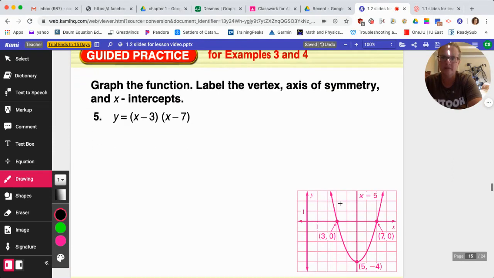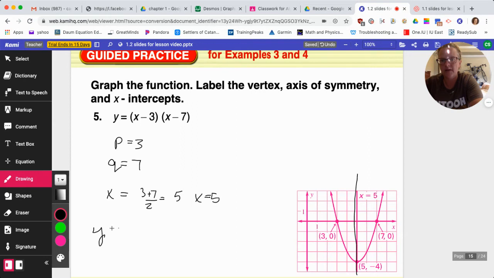Right, and then we're going to practice a few. So graph the function, labeling its vertex, axis of symmetry, and the x-intercepts. Here I have p equals 3, q equals 7. My axis of symmetry is the line x equals (3 plus 7) over 2, or 5. So that's what I've drawn right there. I don't know what the y value is of my vertex, so let's go ahead and figure it out. Plug in 5.